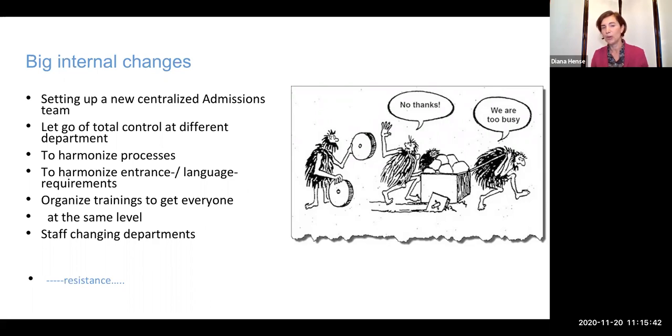And we harmonized processes, like one set of entrance requirements for languages, for example. We organized trainings, and staff had to change departments. So it was really a difficult process. I have to say, it's working now, but it was a difficult process to go through. And next slide.